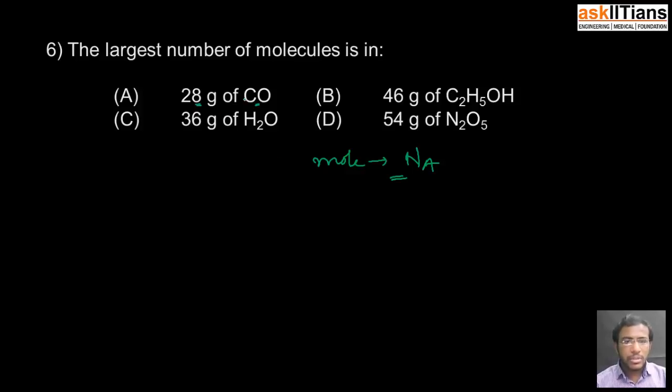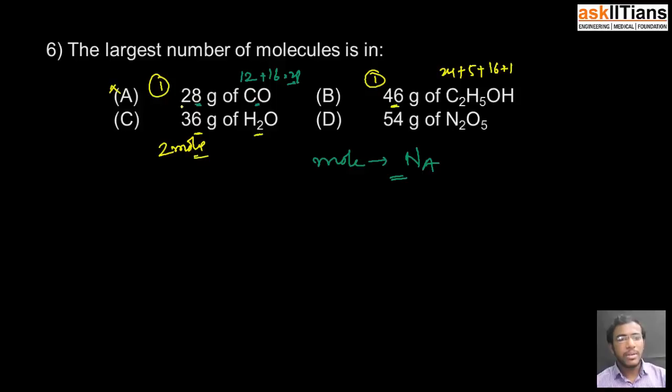So it is CO. Its molecular mass is how much? Carbon is 12, oxygen is 16. So 28 grams of CO is actually 1 mole. Here we have 1 mole which contains Avogadro number of molecules of CO. And 46 grams. So carbon is how much? This is 24 plus 5 plus 16 plus 1. How much will you get? You will get 46. So 46 grams is also 1 mole which contains the same number of molecules. 36 grams of H2O. H2O is 18 grams. So 36 grams is actually 2 moles.